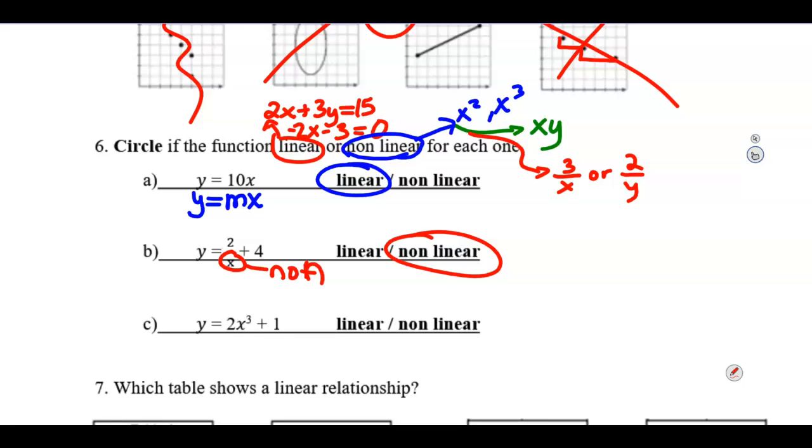I'm just going to put non. That right there tells me. All right, C. I'm looking at it. It kind of looks like y equals mx plus b, but I notice there is an exponent here. It is not allowed to be there. So that is non-linear. That's how we look at equations, as long as we know what it should look like and should not look like.